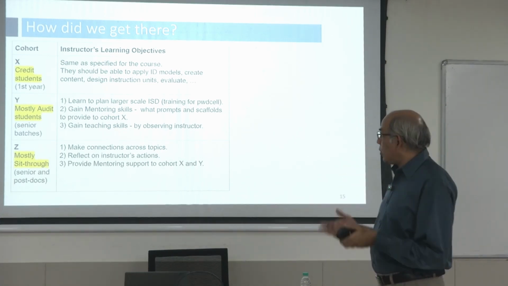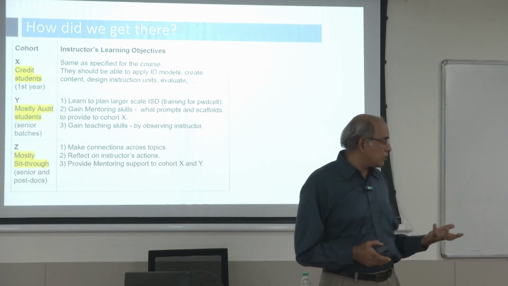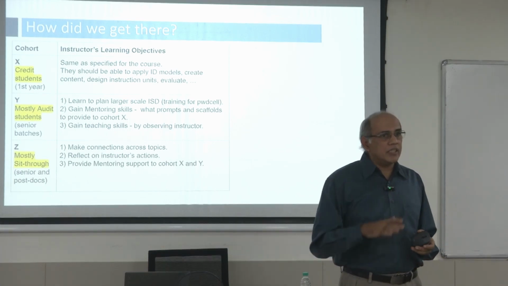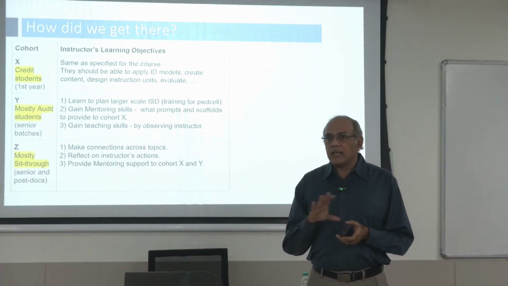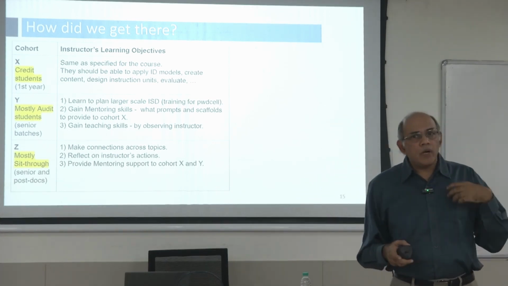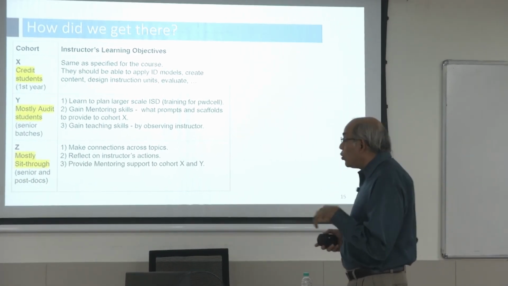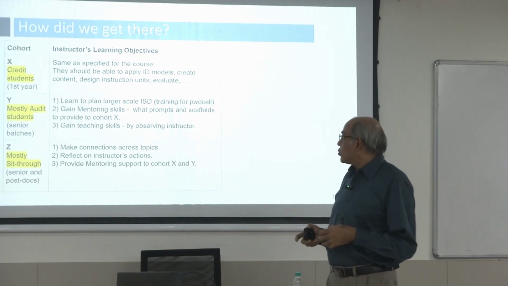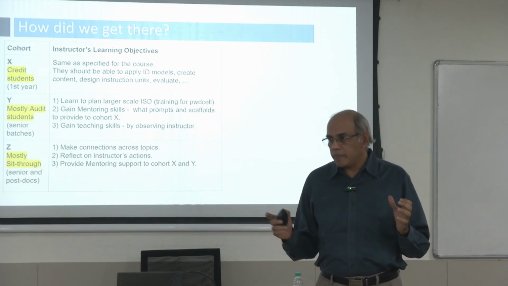So now, in order to get all these students into the class, there had to be different learning objectives for each of them. For the credit students, the objectives were the same as the course, just to go through the content and learn the content and the processes well. For the audit students, some of whom had already done this course earlier, or knew the content from elsewhere, the goal was to learn to plan such projects on a larger scale, and to mentor.